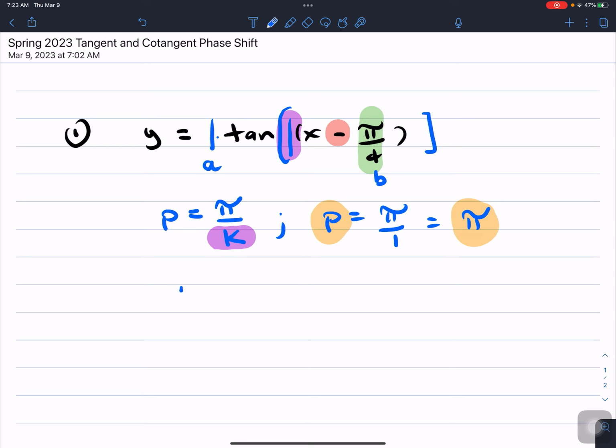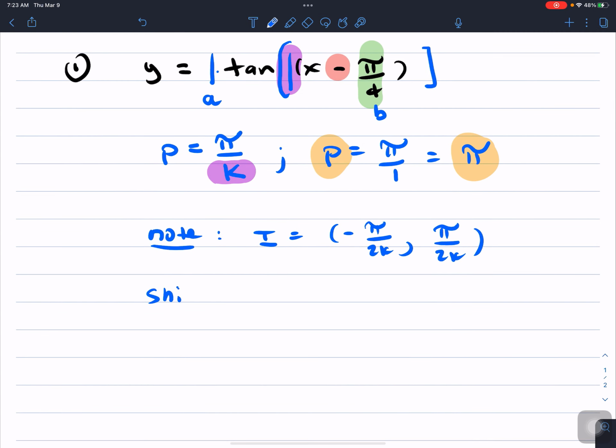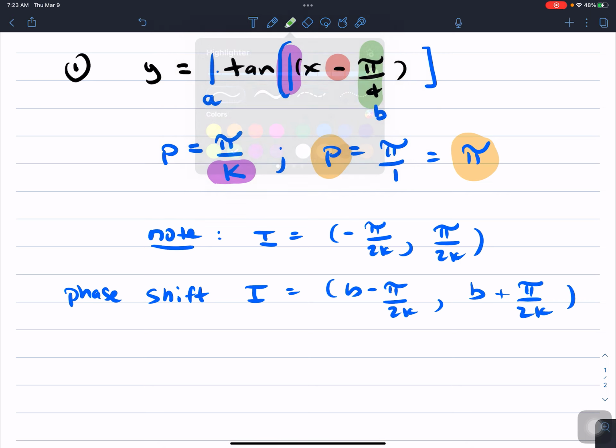Now, what's the interval of 1 cycle again? If there's no shifting, remember this. I want you guys to note this. I'm going to put it as a note because this helps me in a lot of ways. If there's no shifting, it's negative pi over 2k to pi over 2k. But because there's a phase shift, all you do now is insert your b value. So it'll be b minus pi over 2k, and b plus pi over 2k.